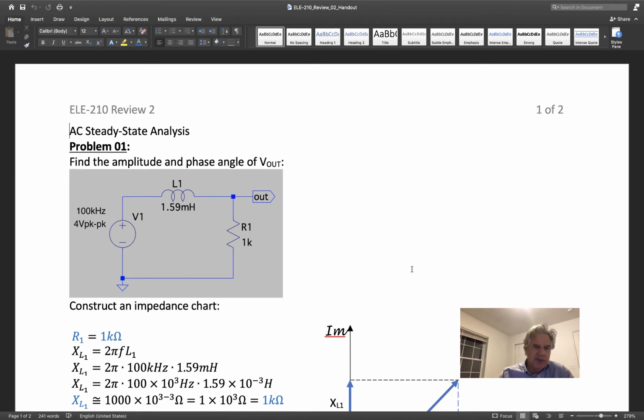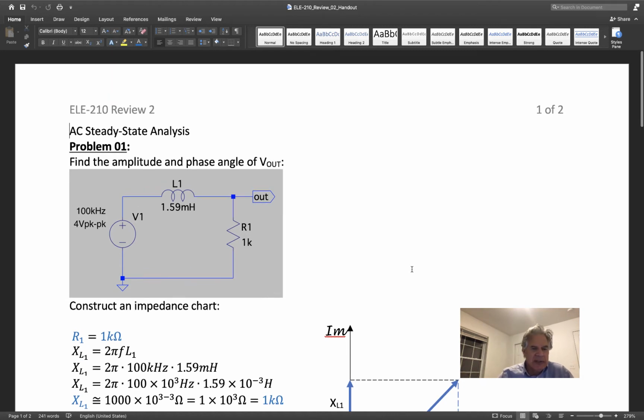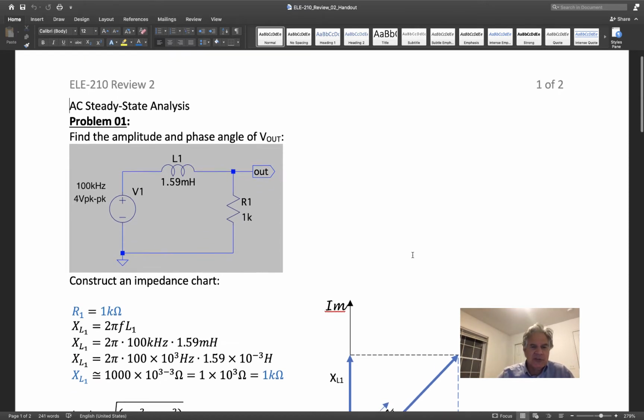The whole purpose of this review is to recapitulate the AC steady state analysis we did in Electronics for Technicians 2 back in the spring semester, or whenever you may have taken that class. So in problem 1, we have a series circuit involving an inductor and a resistor, and it's driven by a sinusoidal signal. Here it says 4 volts peak to peak. Probably should put the word sine in there to make sure of that for people.